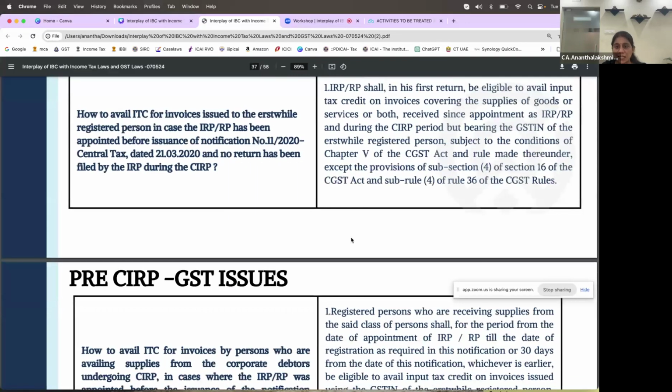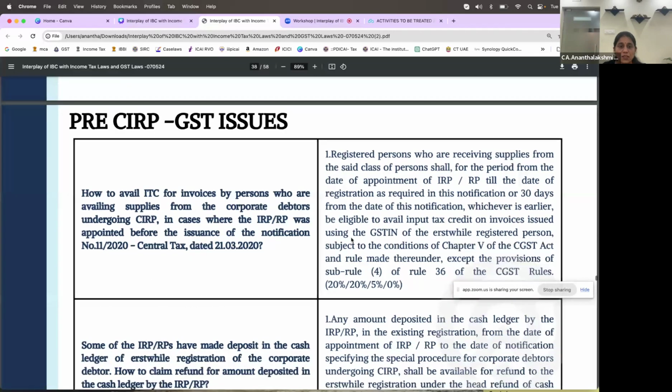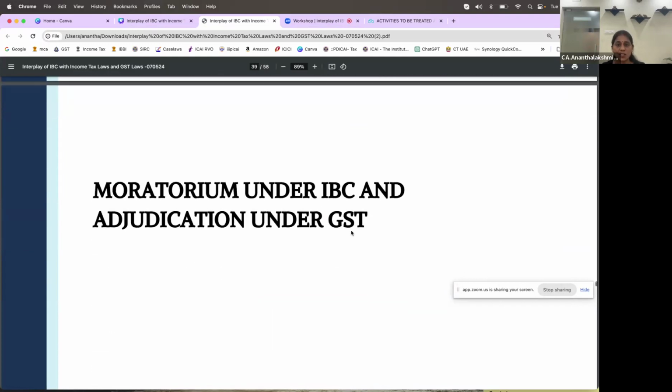Now they are talking about ITC of others, the counterparty's supply. In this case, when we are filing the output tax return, GSTR-1, we will specify the new GST number. In that case, the counterparty can avail the ITC. Some of the IRPs have also made cash deposits. We have seen this can be claimed only as a refund, and it cannot be transferred to the new GST. Any doubt still? Then we'll move on to the case laws.